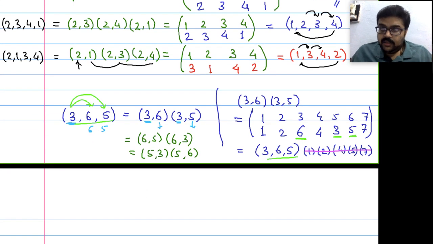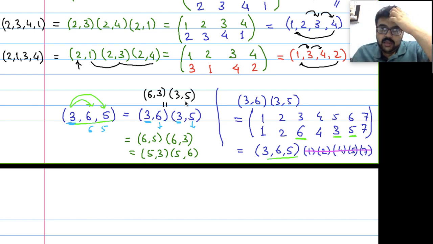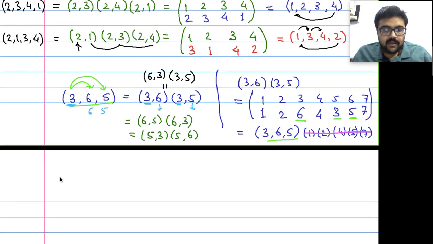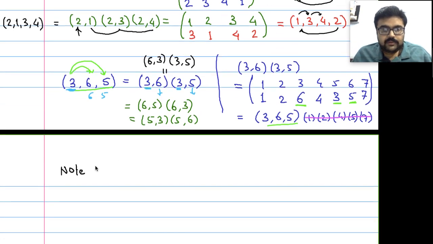Not only that, this one can also be written, instead of (3 6), as (6 3) and (3 5). This is one and the same thing. Why? Because this is the same. So note that.